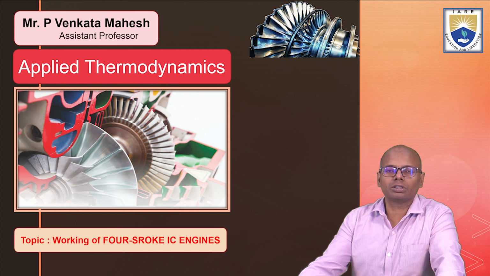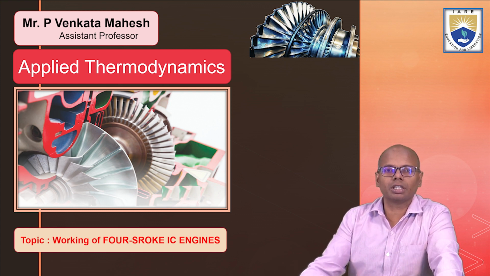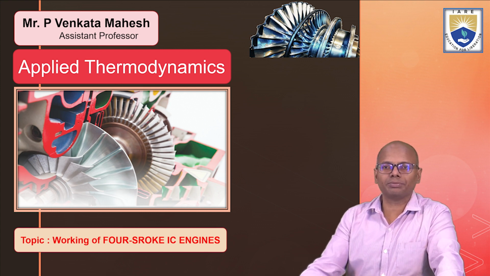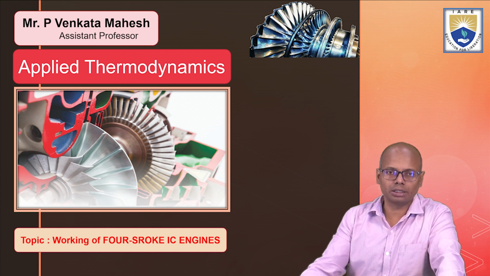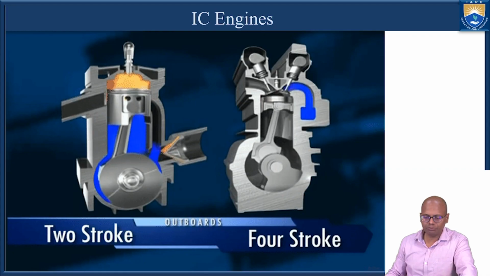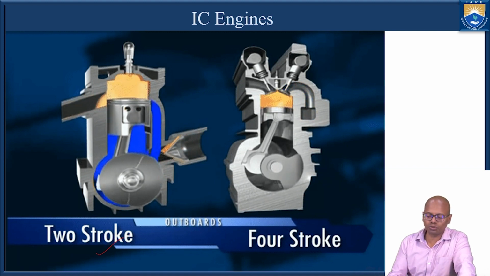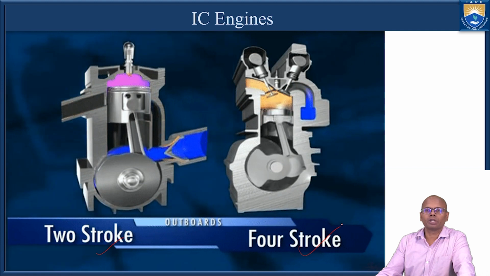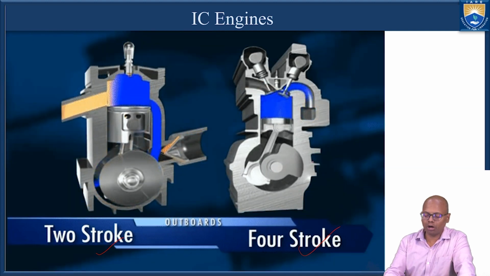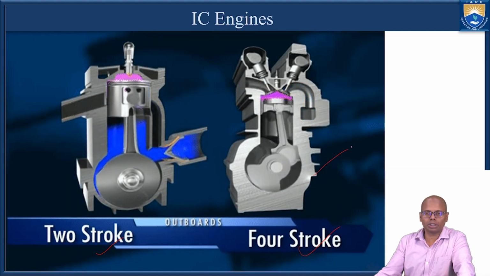We were discussing one subject called Applied Thermodynamics, which is meant for 6th semester Mechanical Engineering students, and in that we were discussing one topic of IC engines. And in this class we will discuss what is the working of 4-stroke IC engines. As we have already seen, in IC engines we have two types: one is a 2-stroke engine and the other is a 4-stroke engine, and in this class we will see how this 4-stroke engine works.